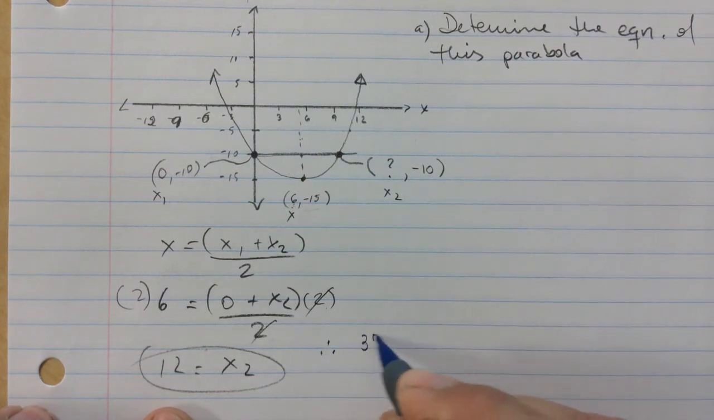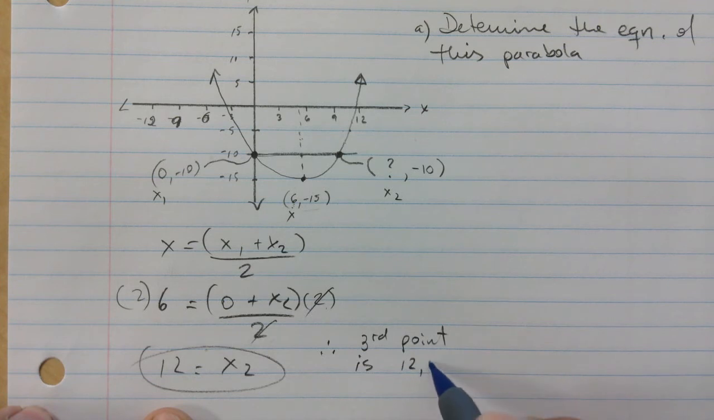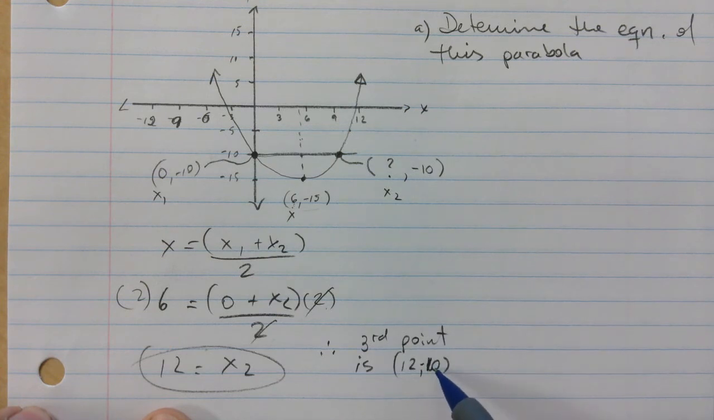Therefore, third point is 12, 0. 12, -10. Careful there. Okay, it's 12, -10 because it's the same height as before.